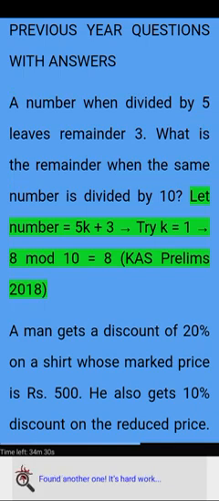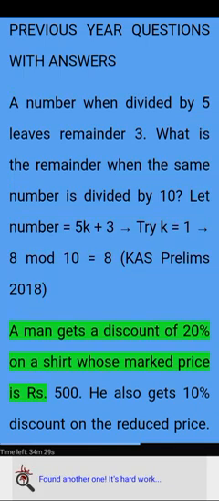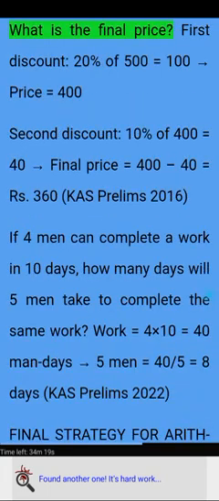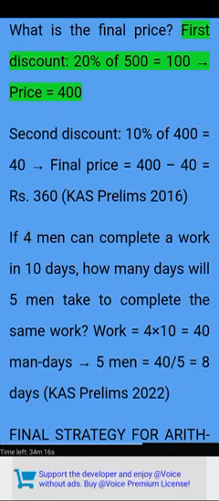A man gets a discount of 20% on a shirt whose marked price is Rs. 500. He also gets 10% discount on the reduced price. What is the final price? First discount, 20% of 500 equals 100, so price equals 400. Second discount, 10% of 400 equals 40, so final price equals 400 minus 40 equals Rs. 360.